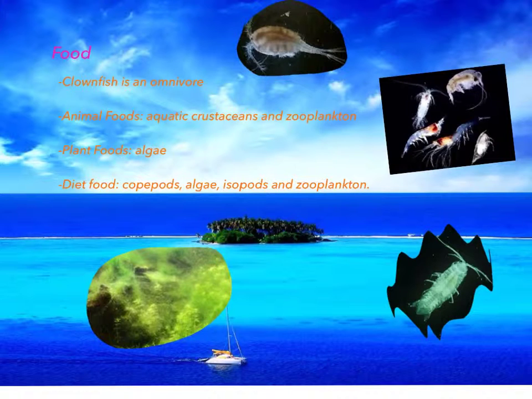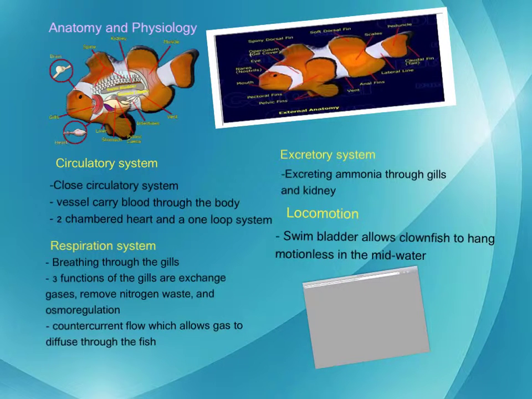Okay, so now we're going to move on to the basic anatomy and physiology of the clownfish. So here's the anatomy and physiology of a clownfish. First of all, we're going to talk about the circulatory system of the clownfish. The clownfish have a closed circulatory system. They have vessels that carry blood through the body. They have a two-chamber heart and one circuit system.